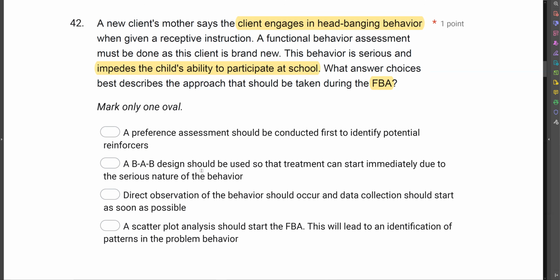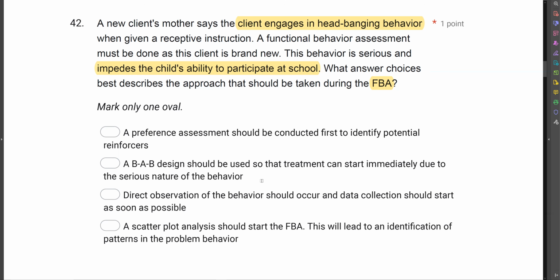B, a BAB design should be used so that treatment can start immediately due to the serious nature of the behavior. Now, if we're going to use this type of withdrawal design, then you probably should use a BAB design, right? Because we're starting with the intervention. But we have no intervention.